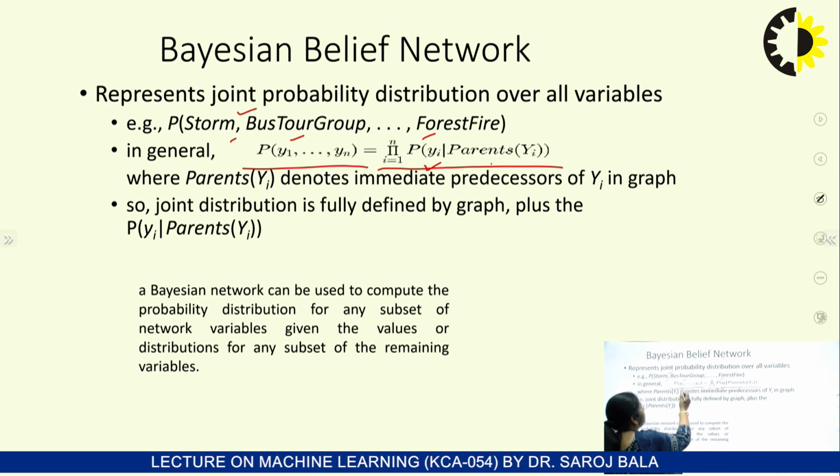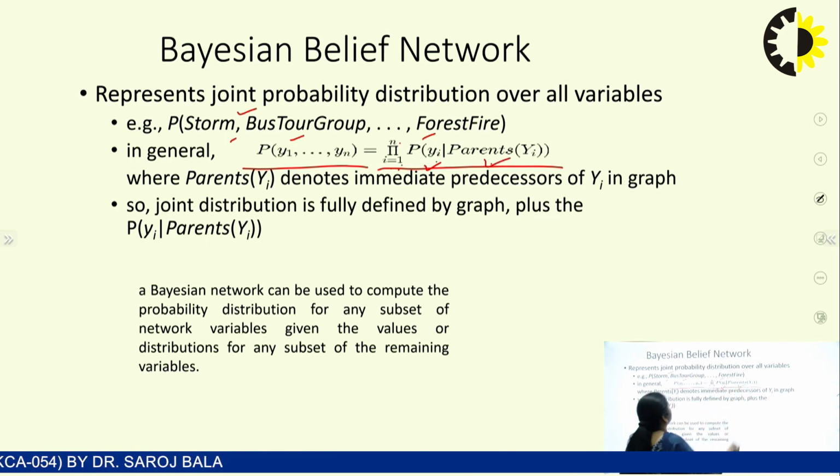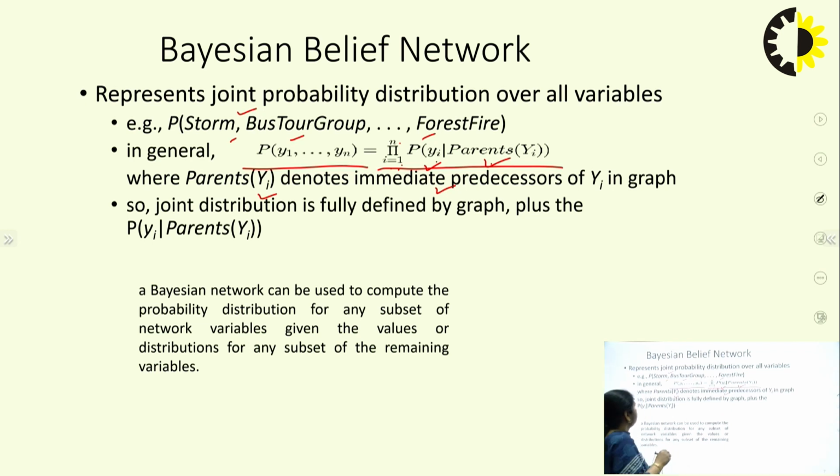So, I am having y1, y2, yn, n variables. It will be product of i is 1 to n, probability of yi given parents of yi, where parents of yi denotes the immediate predecessor of yi in the graph. So, the joint distribution is fully defined by graph plus the probability of yi when parents of yi is given. So, what is the joint distribution? That is defined with the graph and with the probabilities of each node given its parent node.